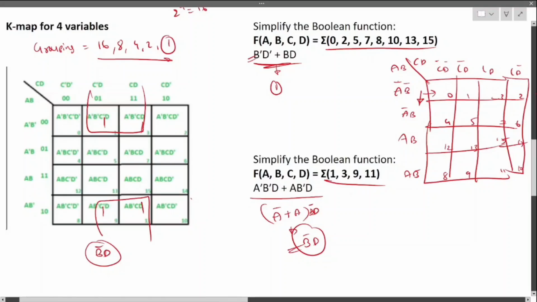So I hope you got the idea on 2, 3, 4 variables KMap. In the next video we are going to see the 5 variables KMap. Try to practice this and learn the pattern by heart. I hope you got the idea on this.